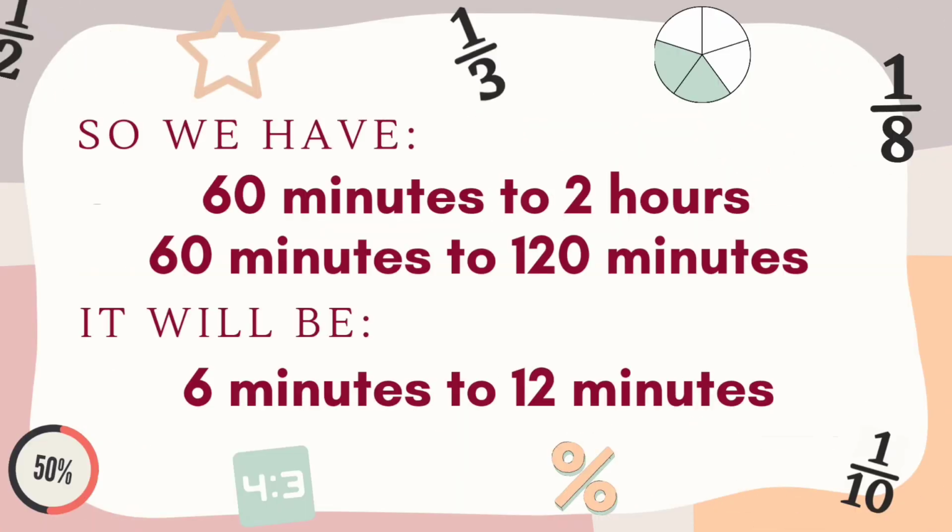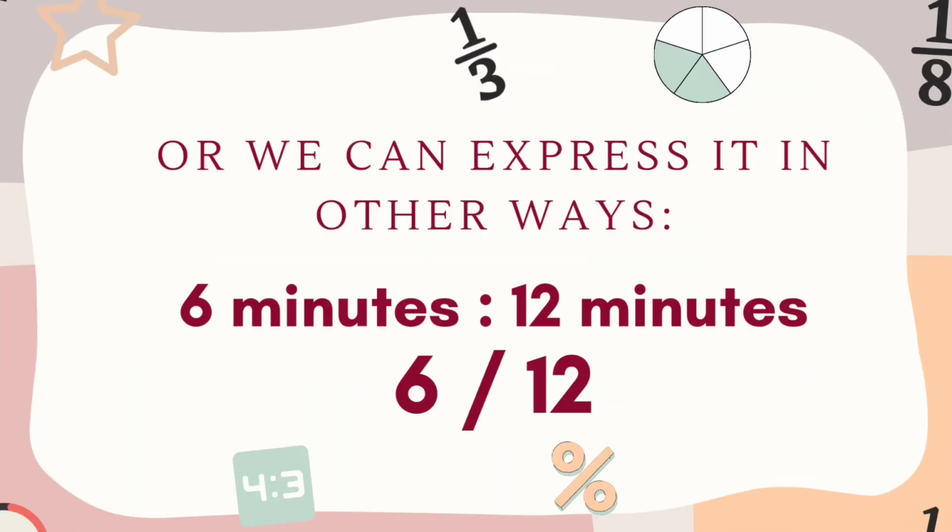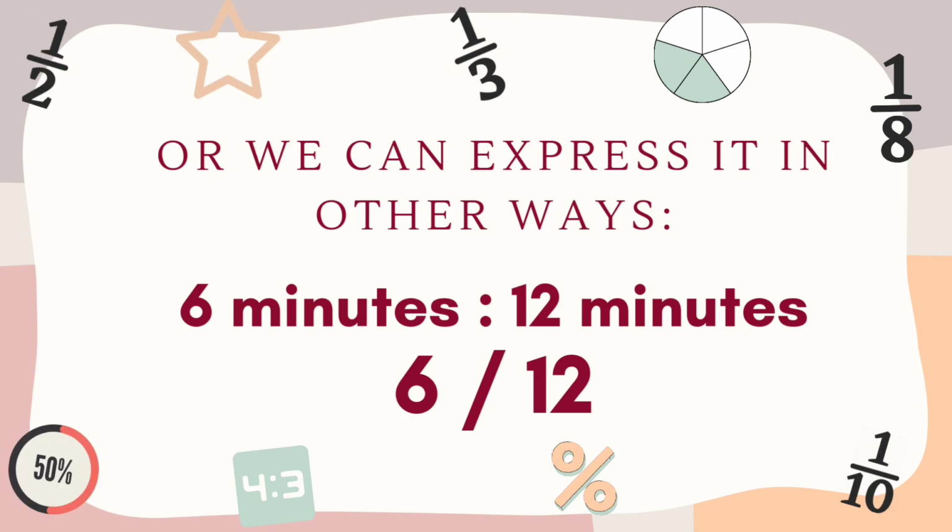So, we have here an example which is 60 minutes to 2 hours. Let us convert hours to minutes. 1 hour consists of 60 minutes, so we have 60 minutes and 120 minutes. And for the lowest terms, we will divide 60 and 120 by 10, so it will be 6 minutes to 12 minutes. Or, we can express it in other ways: 6 minutes colon 12 minutes or 6 over 12.